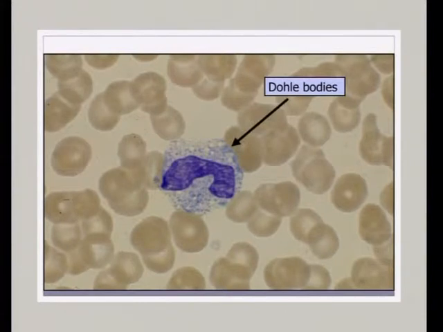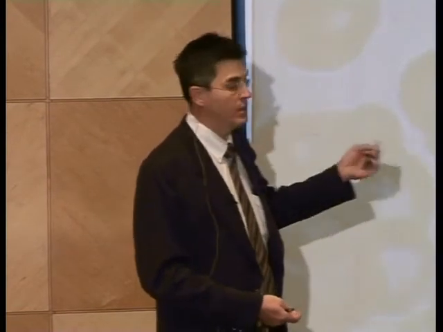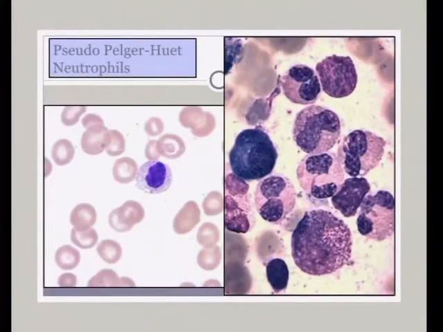You can see these granules, and you see those blue inclusion bodies, called Döhle bodies, and they are actually rough endoplasmic reticulum that produces proteins, which tells you that this cell is activated. So these are typical findings in terms of the granulocytic series.